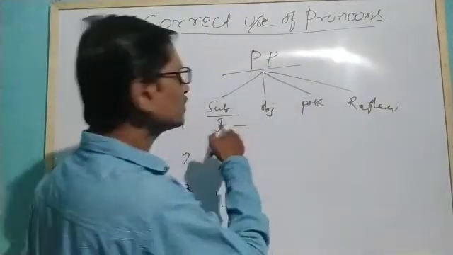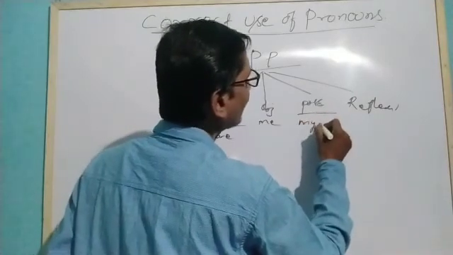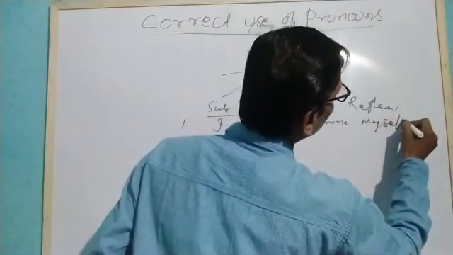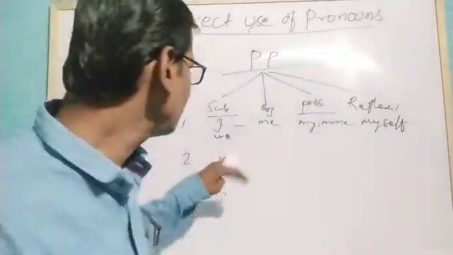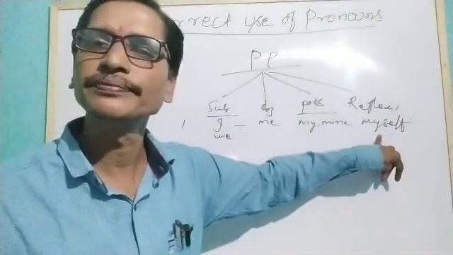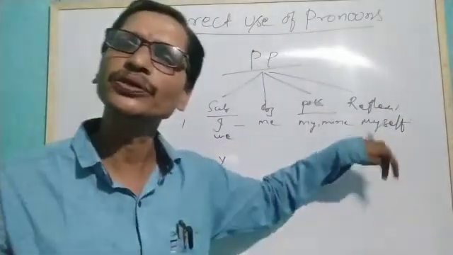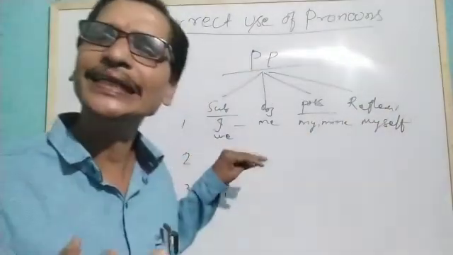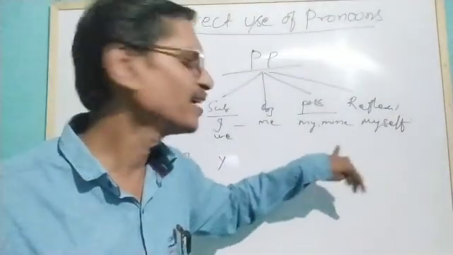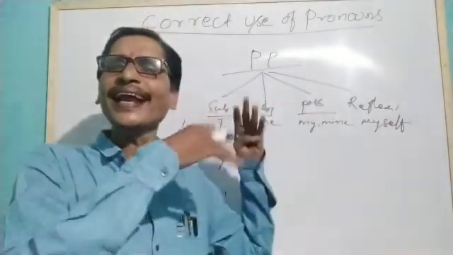While we use I as a subject, we use me as an object, mine for possessive, and myself for reflexive. Similarly, we, us, our, ours, ourselves. Similarly, you, your, yours, yourselves. Similarly, he, him, his, himself, she, her, hers, herself. That we analyzed in last class.